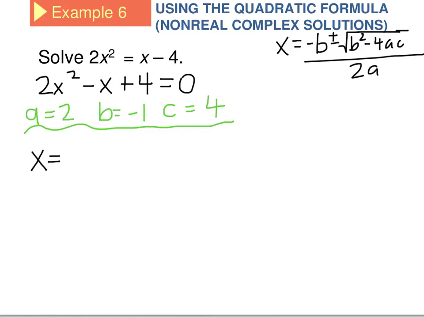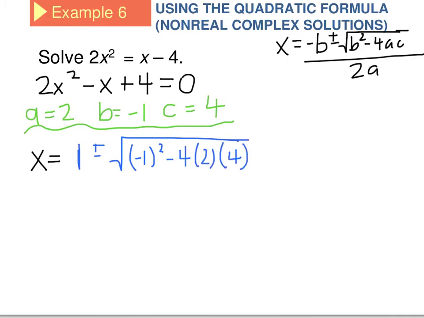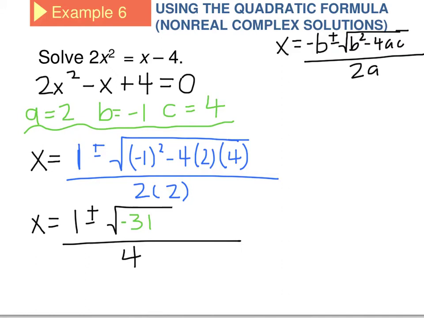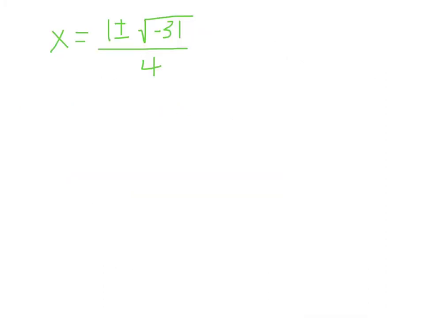The opposite of b, since b is negative 1, would be positive 1, plus or minus the square root of negative 1 squared minus 4 times a times c, all divided by 2 times a. Now I'm going to take what's underneath my radical and simplify that further. And when I do that, I get 1 plus or minus the square root of negative 31 divided by 4. And now I need to take this radical and simplify as much as I can.